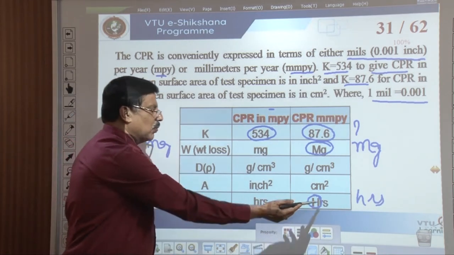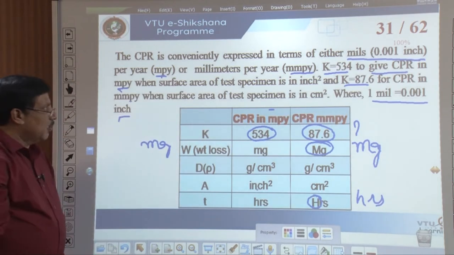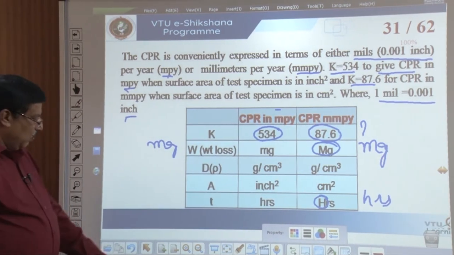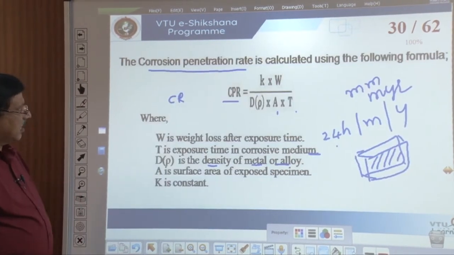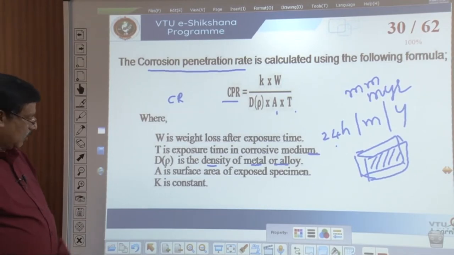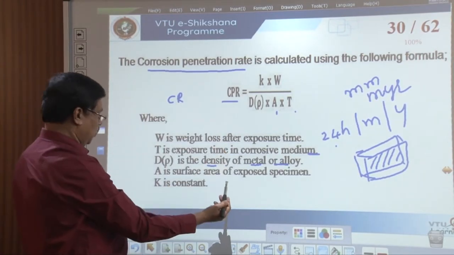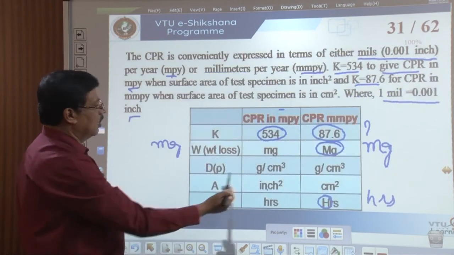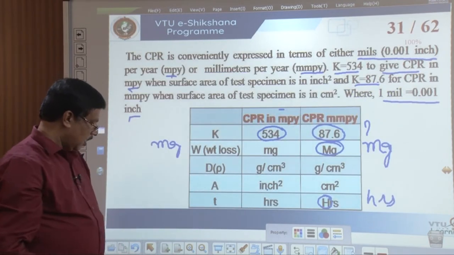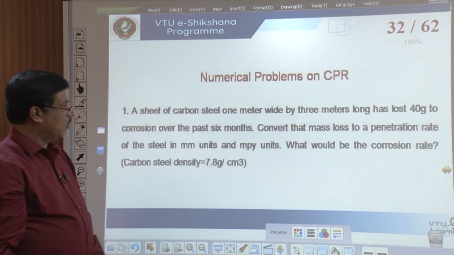T is in hours only. These most important things are required for you people: for corrosion penetration, this is the one, and using that constant value, you have to use that. So we are going to solve the numerical problems one by one.